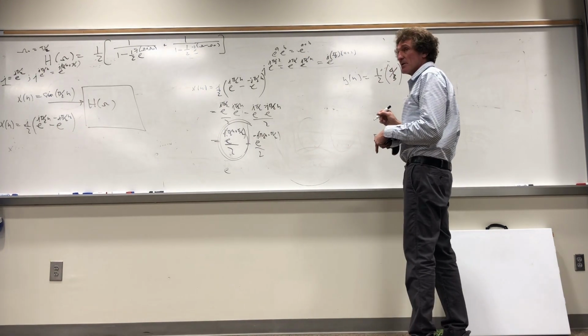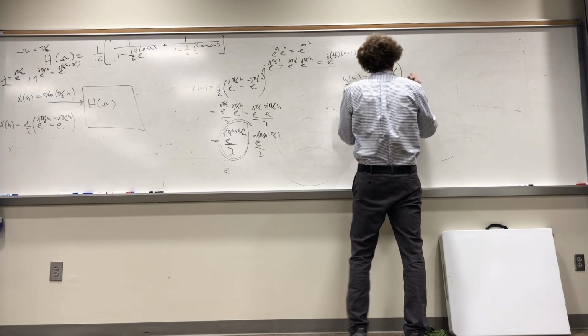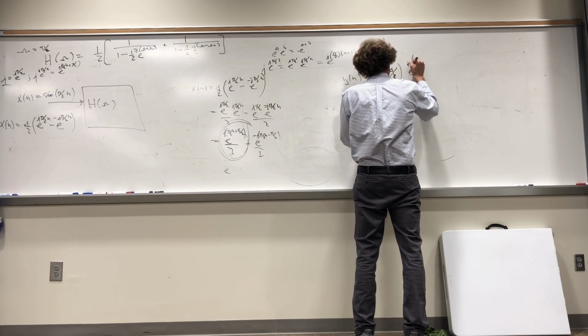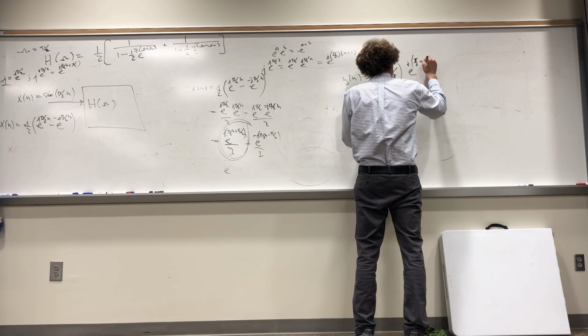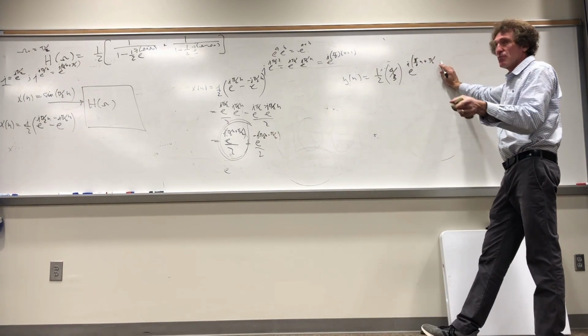Then what's the next thing I do? Now I take my input, which is this first term, e to the j pi over 2n plus pi over 2, and what do I have to do? I've got the magnitude. I have to do one last thing.